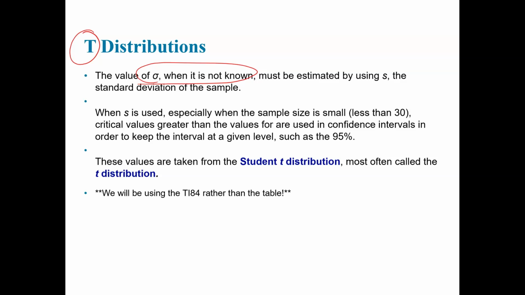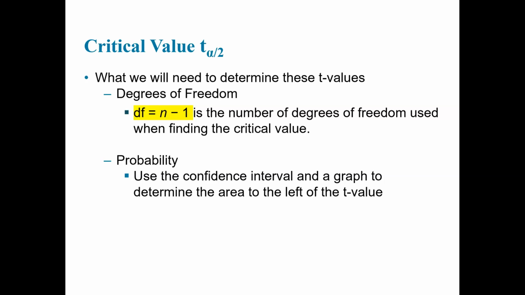And we'll be using a TI-84 rather than the table. So instead of a critical value z-score, we're looking at a critical value t-score. And what we'll need to determine these t-values is the degrees of freedom, which is n minus 1, and the probability. We'll find the probability using the confidence interval in a graph, our sketch, and determining the area to the left of the t-value.